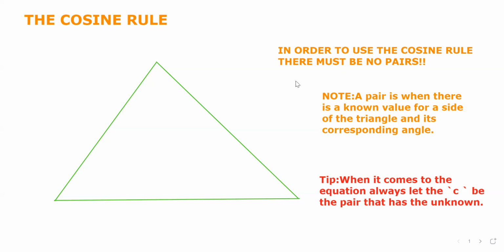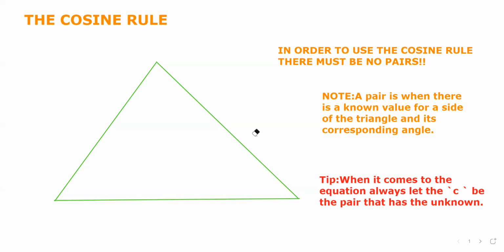Just in case anyone doesn't know what a pair is, a pair is when there is a known value for a side of a triangle and its corresponding angle. So a pair is basically when you have values for both a side and its corresponding angle. You call it a pair because it's two things.